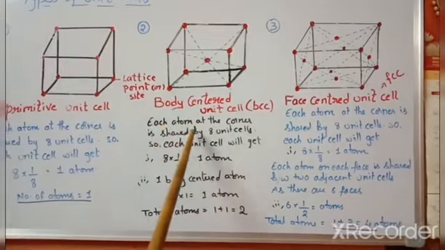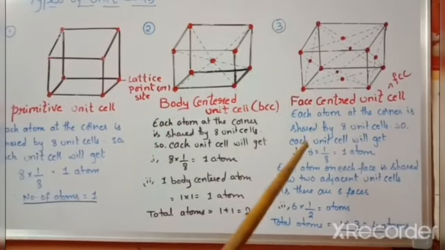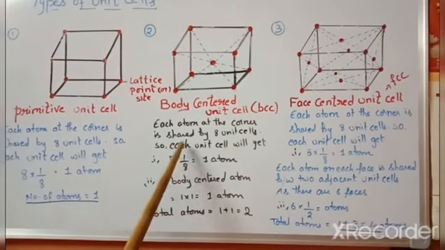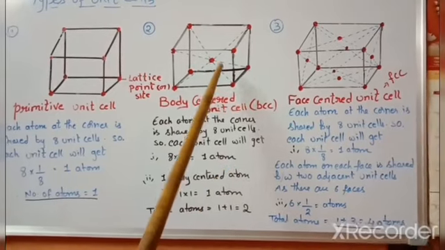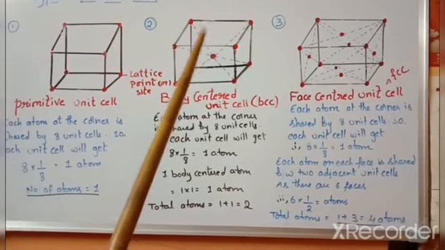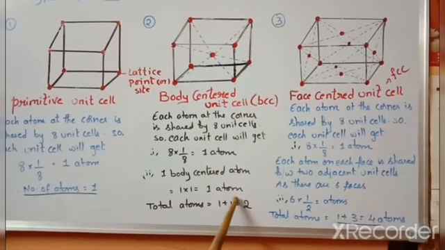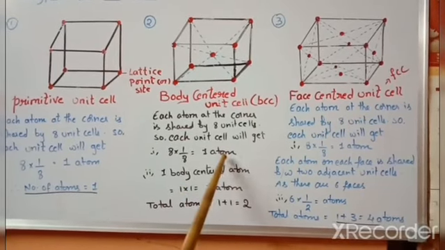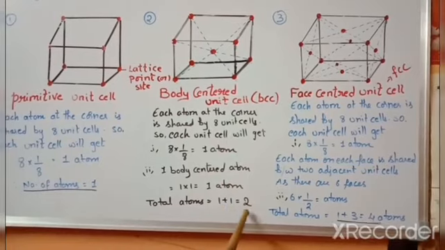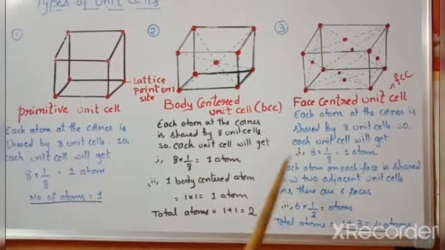So each atom at the corner is shared by 8 units. So that is why 8 into 1 by 8, 1 atom, and 1 body centered. Okay, 1 body centered atom is present. That is only 1, no? 1 into 1 equal to 1 atom. So total how many atoms? Here 1 atom, here 1 atom. 1 plus 1, 2 atoms are present.